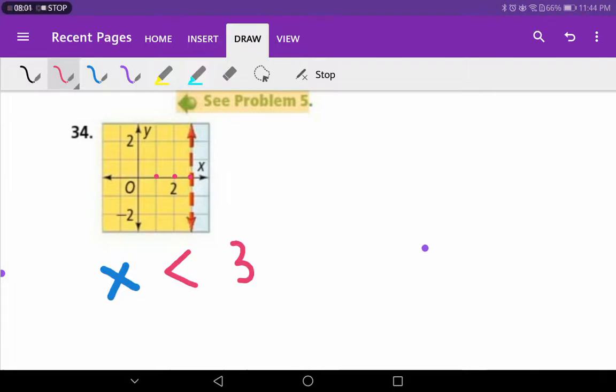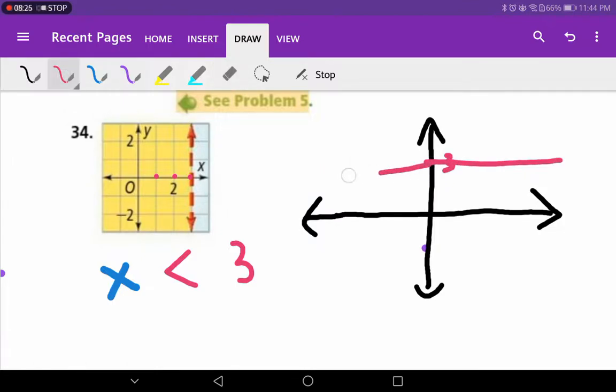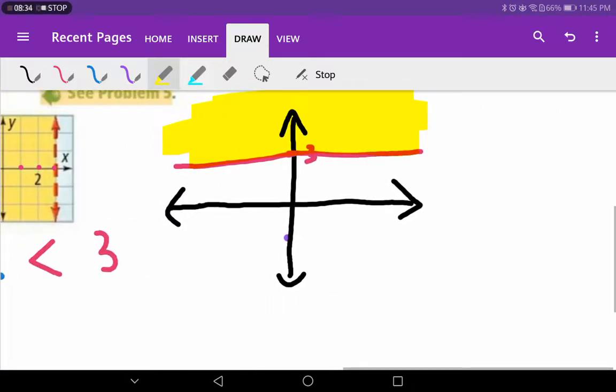We are done. If you have one like this, I will give you an example. Suppose this is 3 and he draws like this. Okay, let me make it better than this. Okay, doesn't matter, and highlight it like this, and he asks you what is the inequality.